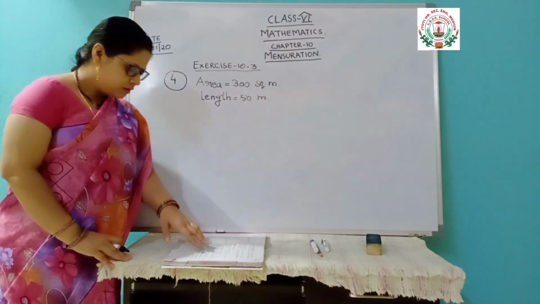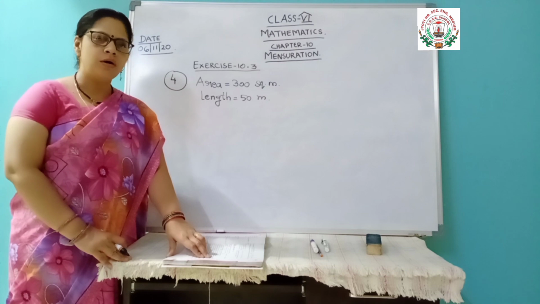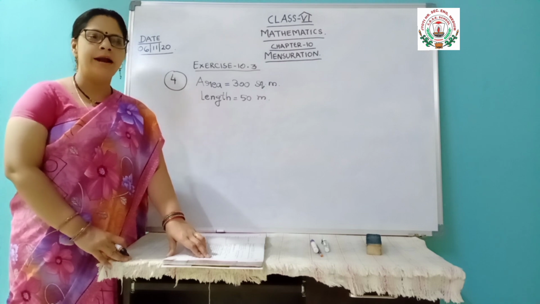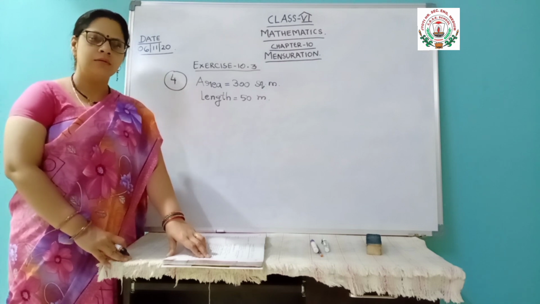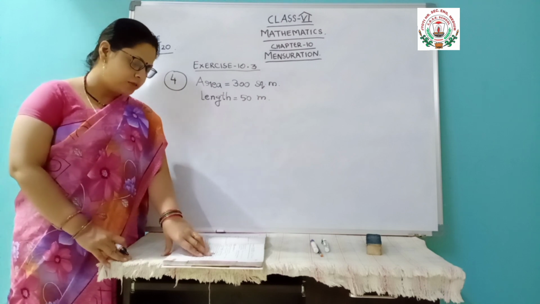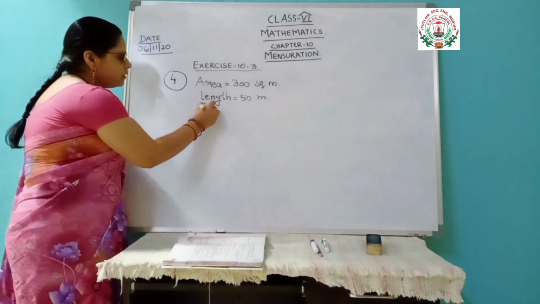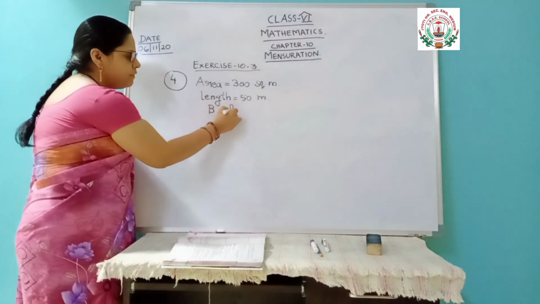And you have to find the width of the garden. Broad or width, wide, broad, width, breadth is the same thing. So here you are asked to find the width of the garden, meaning the breadth.